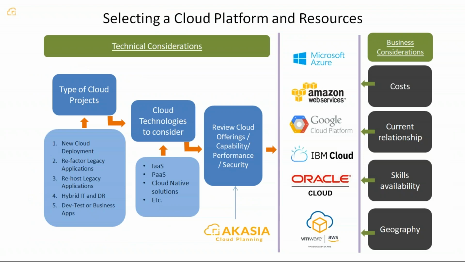So let's take a look at what is actually involved in selecting a cloud platform and the resources within a cloud platform. You, as the IT architect or the IT manager, would first have to look at the technical considerations. In other words, you'll have to narrow down the type of the cloud project. Are you deploying a new environment in the cloud, or are you migrating legacy applications? And if you're migrating legacy applications, are you going to be refactoring them or rehosting them? Next, are you thinking about a hybrid environment or a DR setup, where your on-prem environment talks to the cloud environment and vice versa? And then, is your application a dev test environment or is it a business application? The answers to all of these questions have a significant impact on the type of resources you would pick in a cloud and even the type of cloud you would pick.